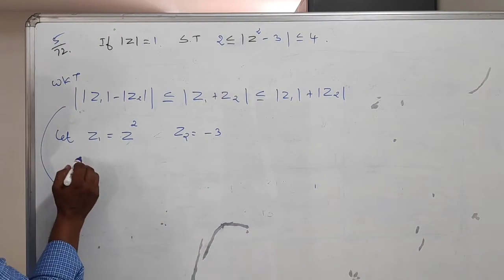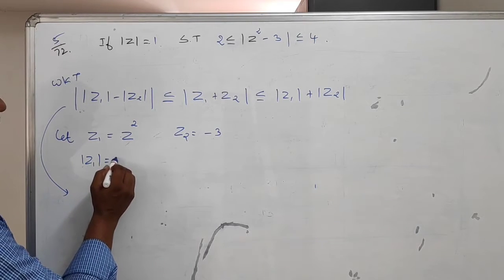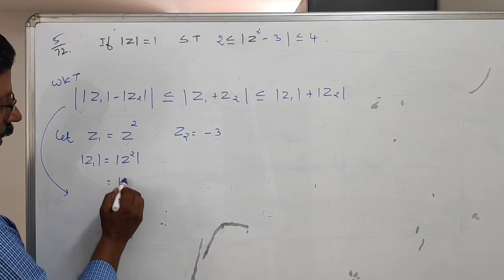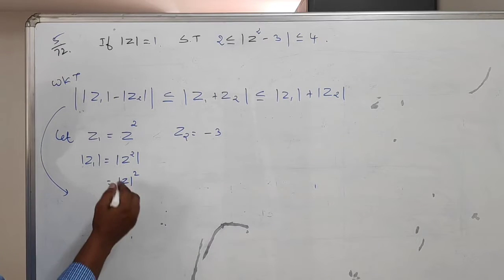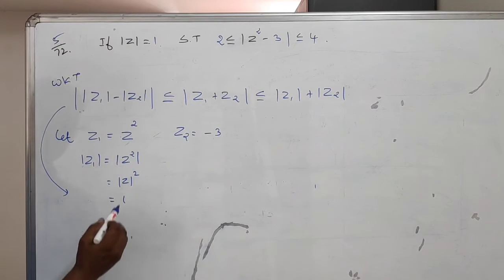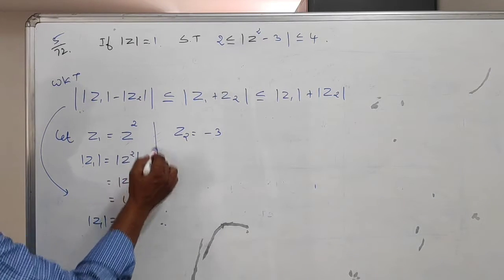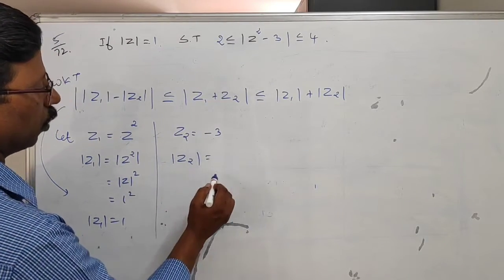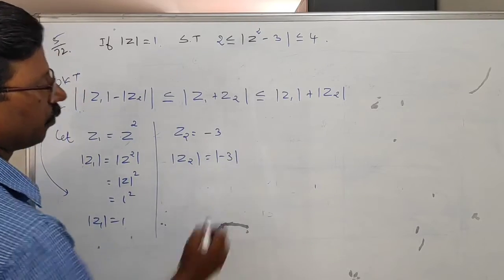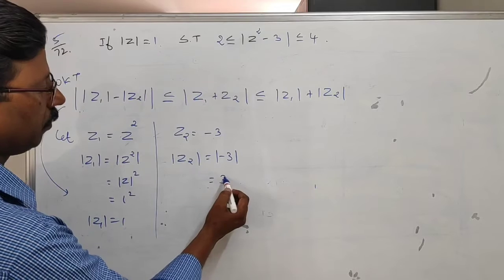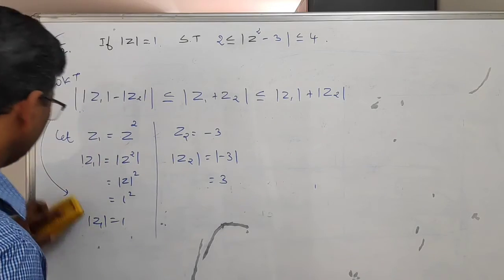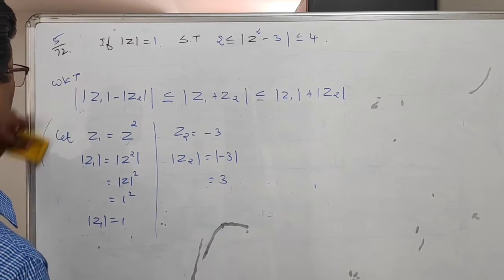Now this is modulus of z1. Modulus of z1 is equal to modulus of z square, which is equal to modulus z the whole square, which is 1 square, equal to 1. Therefore modulus of z1 is equal to 1. Now we can come to z2. The modulus of z2 is equal to modulus of minus 3, which is nothing but 3. Now we have modulus of z1 and z2. Now we can go for this result, and let me write the right hand side.